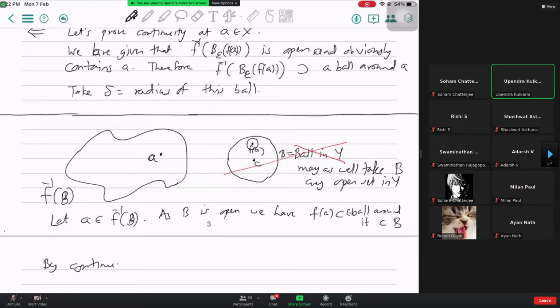By continuity of F, which is given to me, what do I do? Sir, f of A is an element of the epsilon ball, right? Yes. Yeah, okay. But you see, that is correct, because as B is open, I can put an epsilon ball around any element in that. And because A is in F inverse of B, that precisely means, it's synonymous with saying, that f of A is in B.